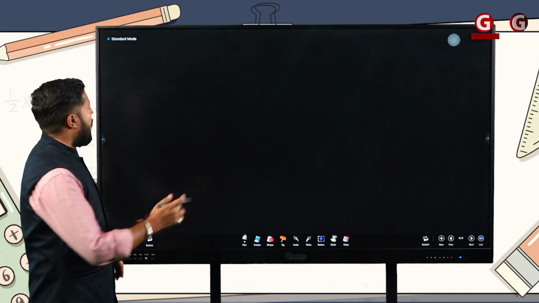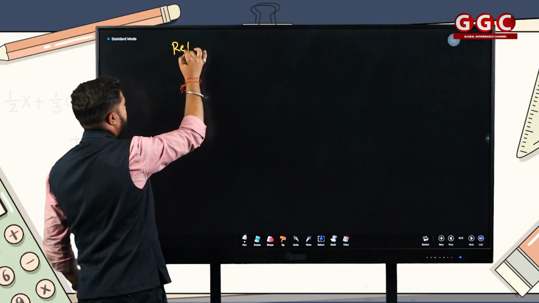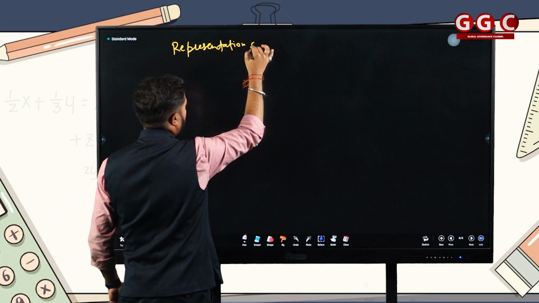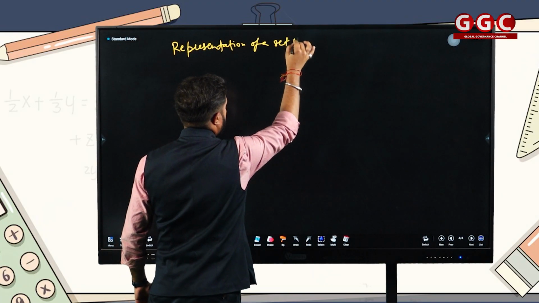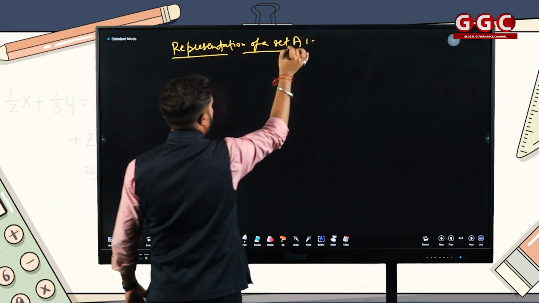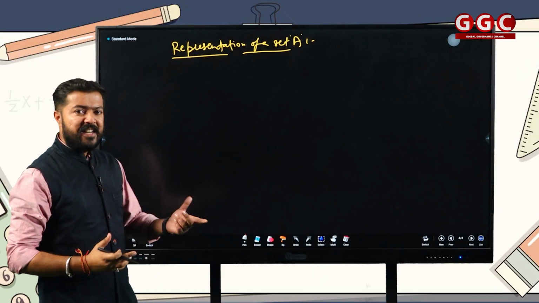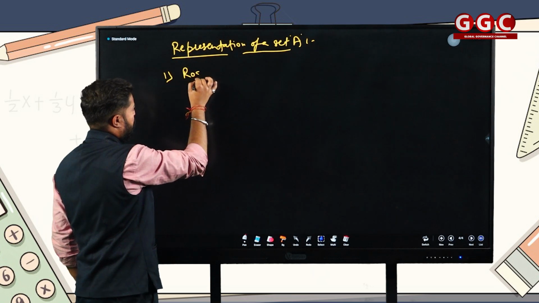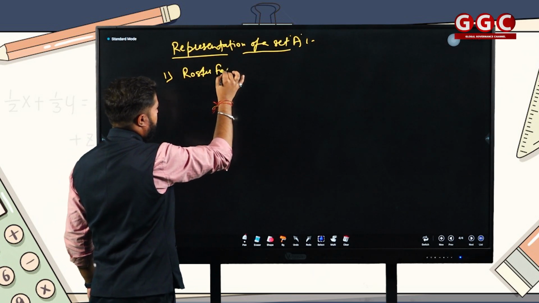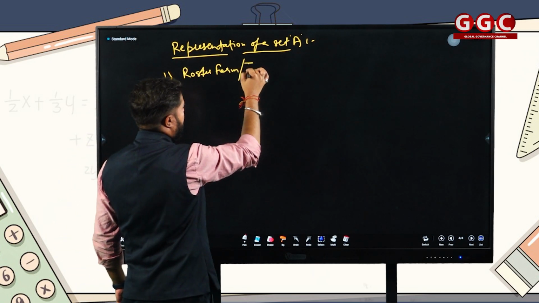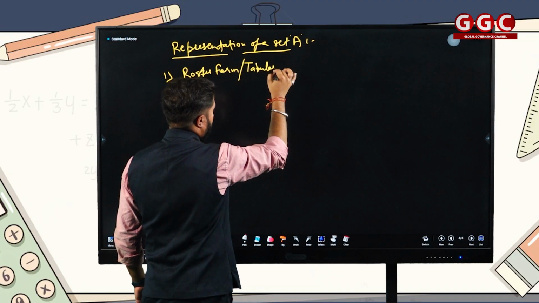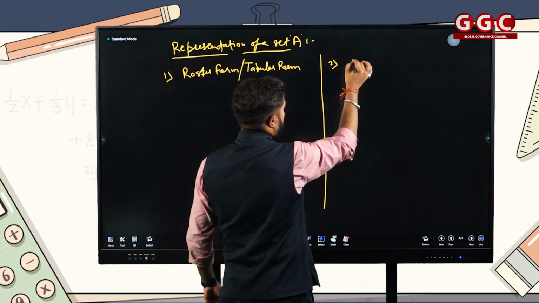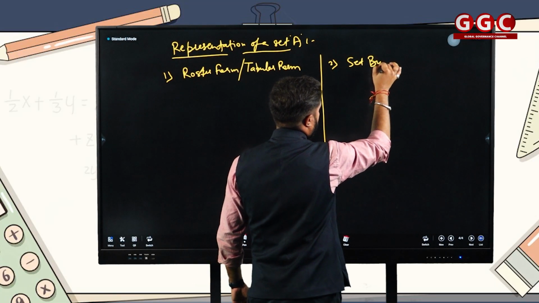Now we will see how to represent a set, that is the representation of a set capital A. To represent any set, we have two methods. First is the roster form, also called tabular form, and second one is set builder form.